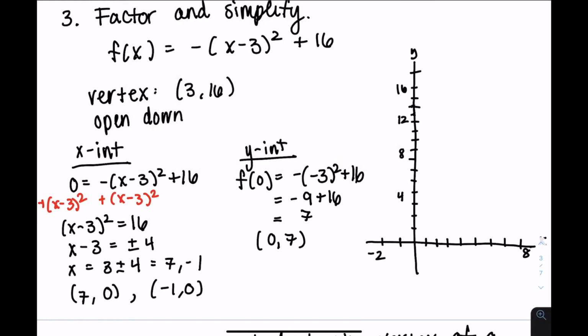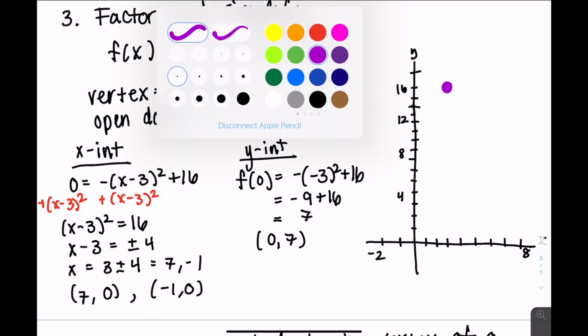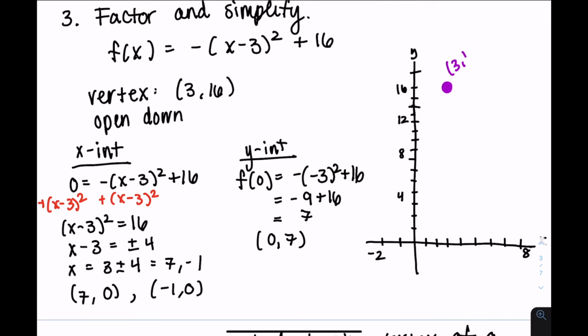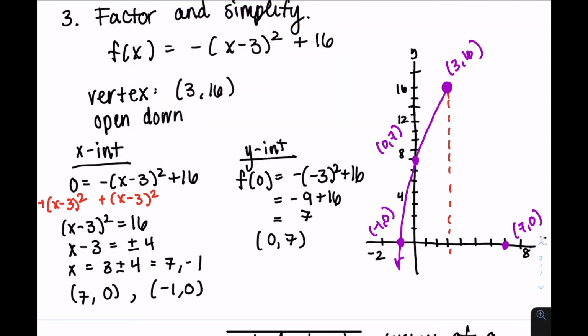So now we go ahead and plot these points. Our vertex is at (3, 16), which is up here. Our y-intercept is at (0, 7). Our x-intercepts are at (negative 1, 0), and then also (7, 0). And then our axis of symmetry is at x equals 3, which is right here. And then it opens down, so we connect our dots. And we get our parabola.